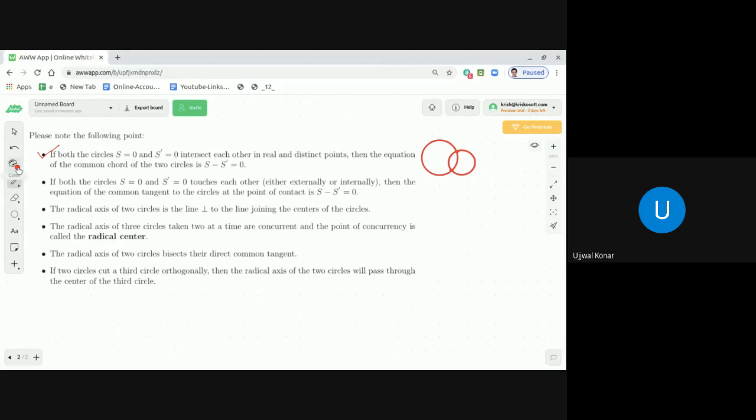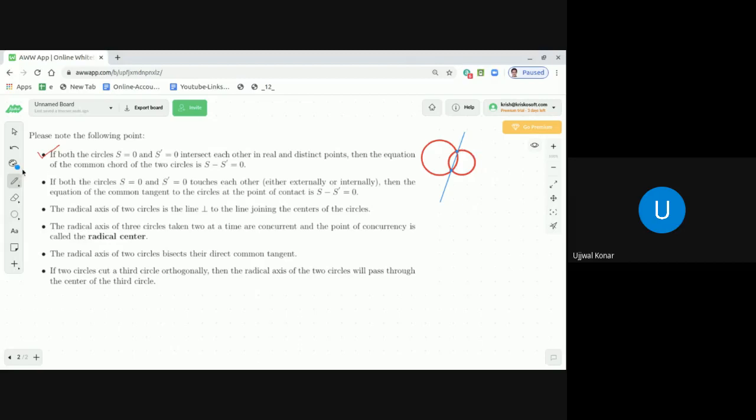So let me draw the distinct points in different colors. So in blue color, these are the two distinct points. Then the radical axis will be the common chord, right? So if I draw the radical axis, this will be the radical axis. You take any point on this blue line and draw two tangents, they will be equal in length.